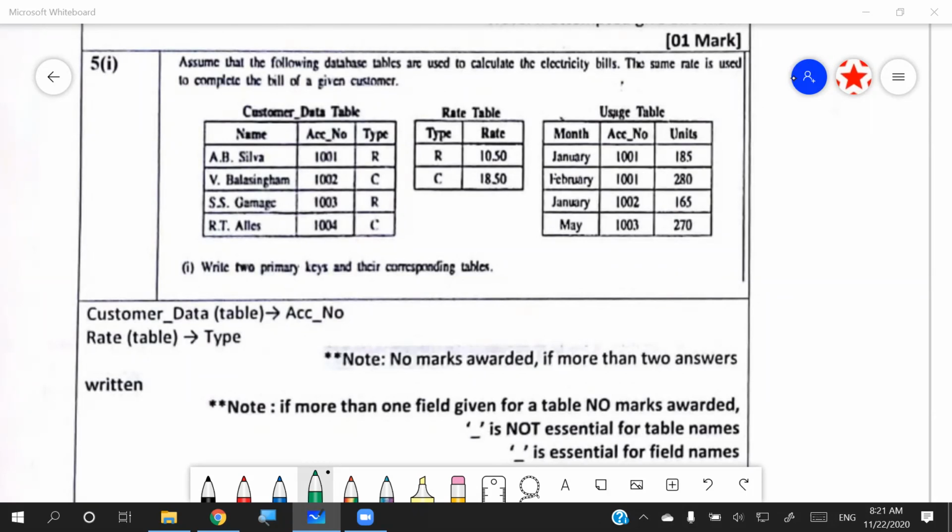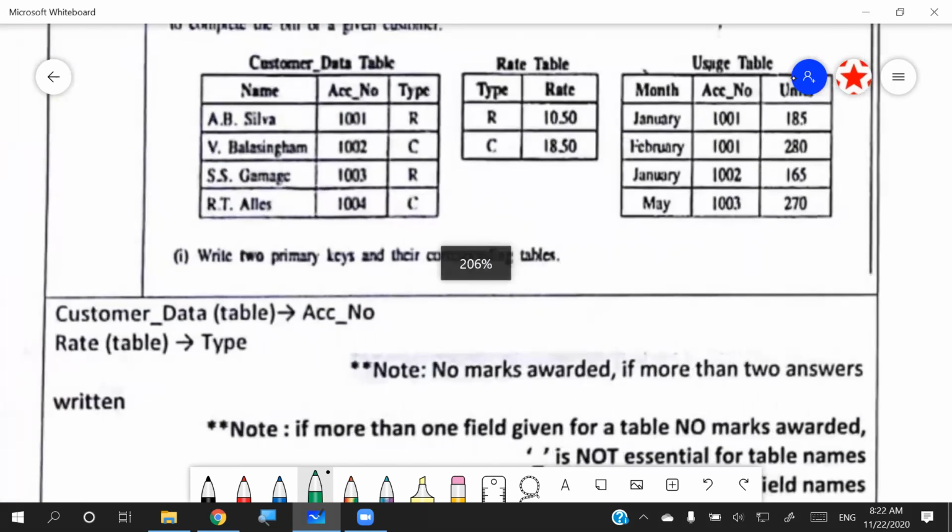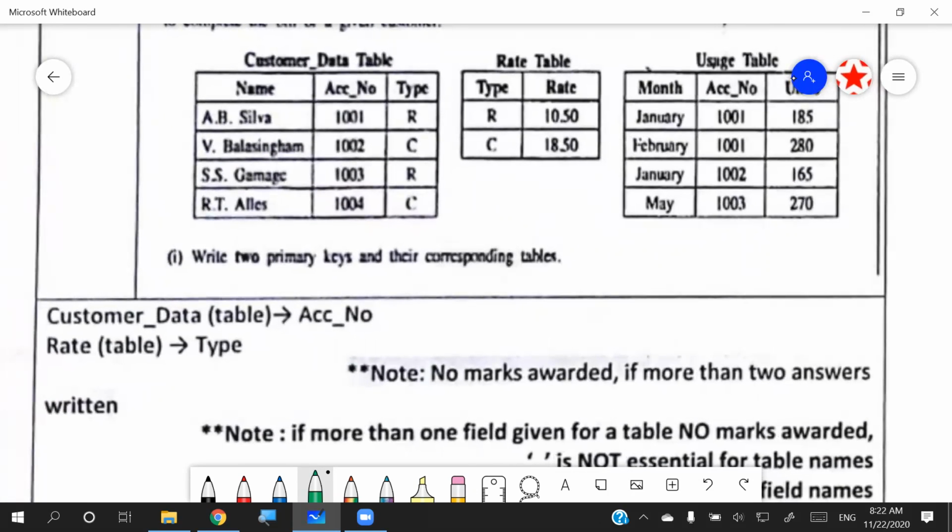So in the customer data table, the name is there, account number is there, type is there. We are not usually taking name as a primary key because it can easily be repeated. If you look at the account number, it's 1001, 1002, 1003, it continues, so it's not going to duplicate. So it is okay. If you take type, RC is there, so it has been repeated, so you can't take that. So for the customer table, account number.